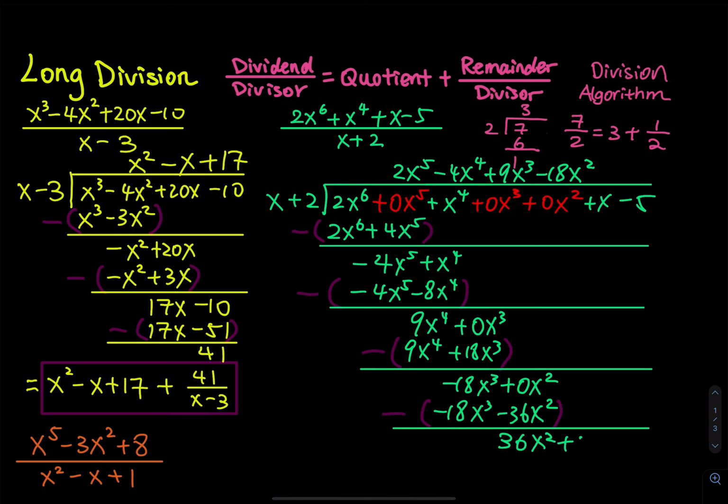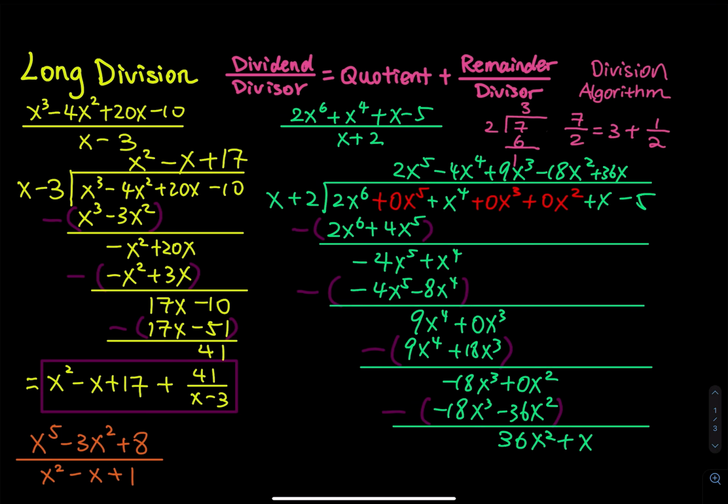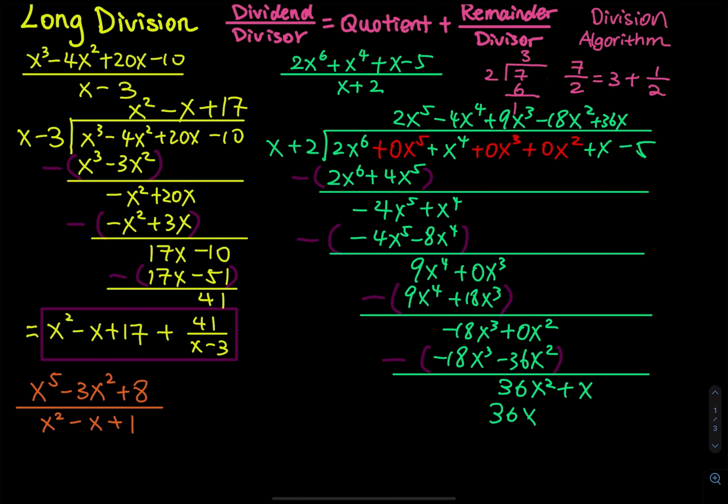Pull the x down. And then the next term must be 36x. So plus 36x. You have a 36x squared. So 36x squared. 36 times 2, that is a 72. And then you subtract that.